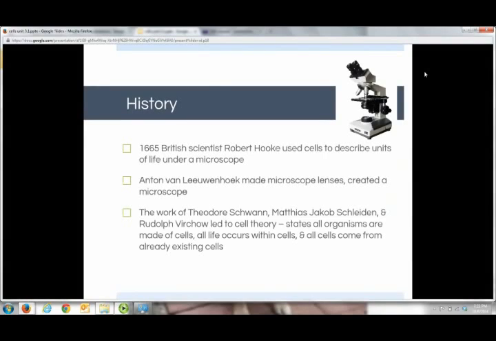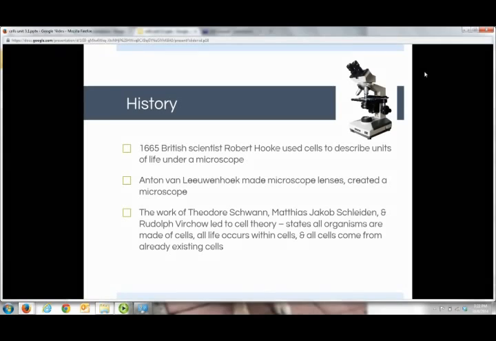Just a little bit of history to get started. In 1665, the British scientist Robert Hooke used cells to describe his units of life under a microscope. Another important person involved with microscopy was Anton van Leeuwenhoek, who made microscope lenses. He actually created the first microscope, which is what today we would call a magnifying glass, but he did have an amazing ability to be able to enlarge the cells quite a bit and see things underneath. He actually described what he saw under the microscope as beasties.